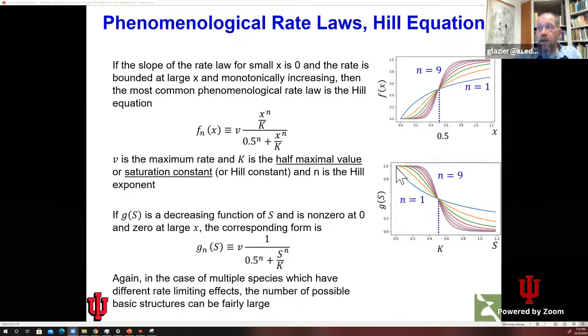And in that case, our value is 1 when s is 0, and it decreases to a half when s equals k, and goes to 0 as s gets large. And so you always have this pair of increasing and decreasing Hill functions. Again, if you want to go to the Michaelis limit, you just take n to 1.